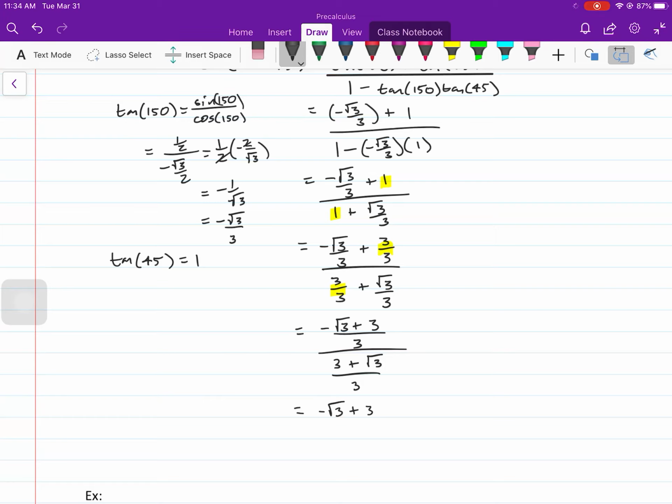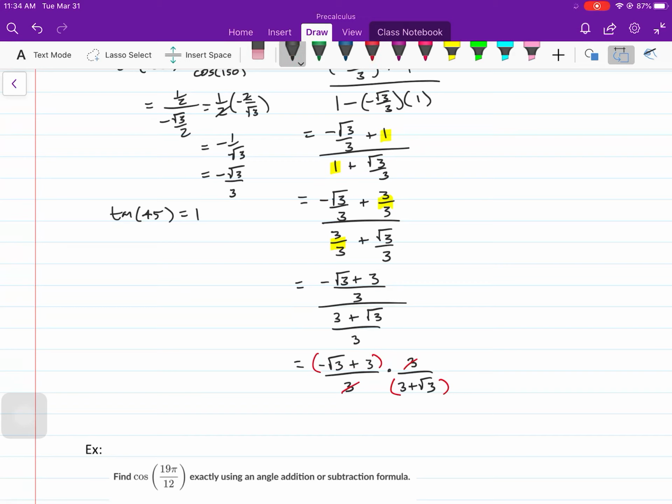Flip the bottom fraction and multiply. And realize this negative only applies to that square root of 3, not to the whole numerator. So just remember that, otherwise the negative would be in the very front. So times 3 over 3 plus the square root of 3. And then these are technically being multiplied, so we can cancel these 3's. And we'll be left with 3 minus the square root of 3 on top.